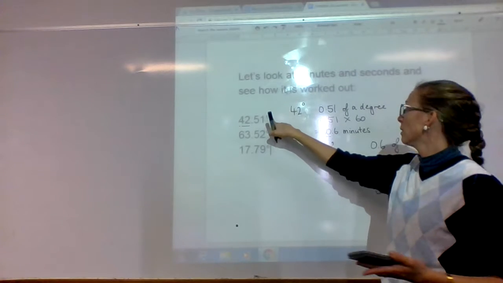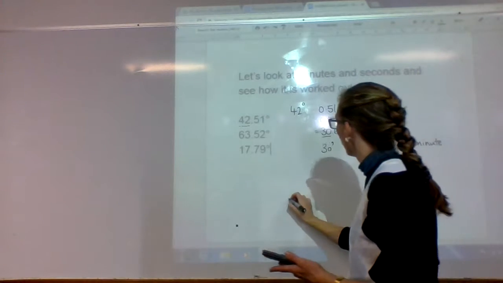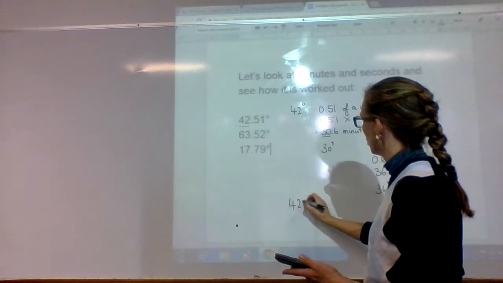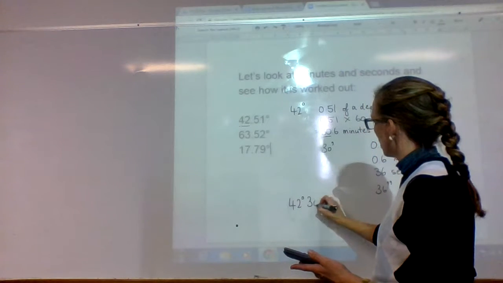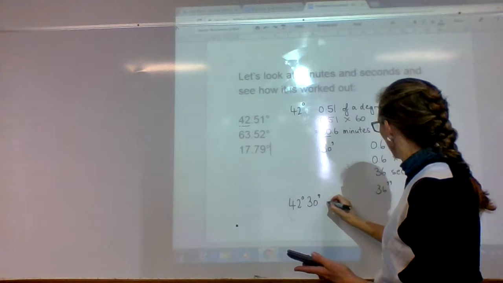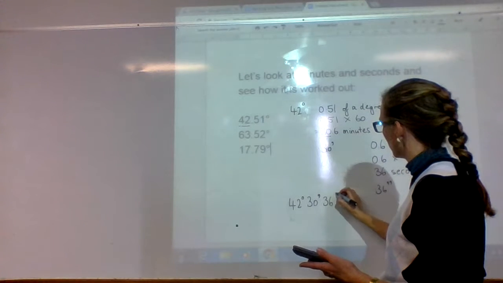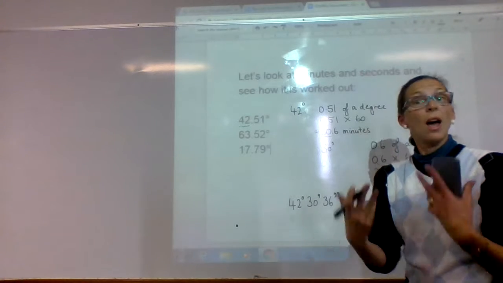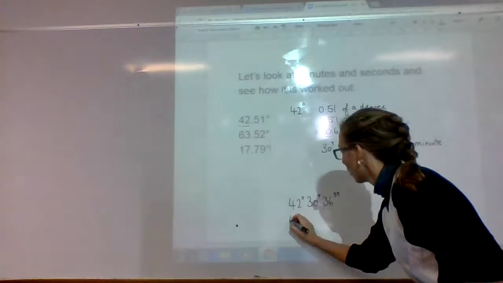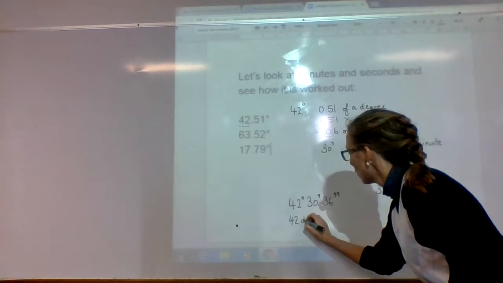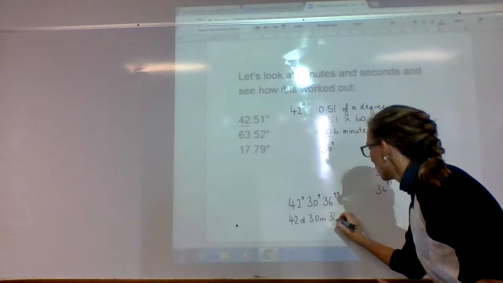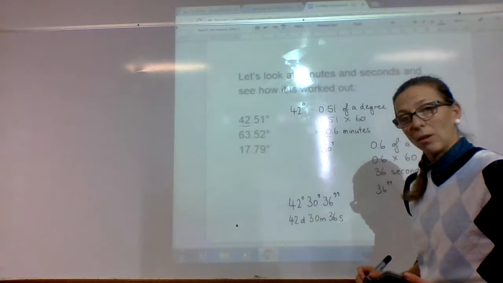So altogether, 42.51 degrees could be rewritten as 42 degrees, 30 minutes, and 36 seconds. Occasionally people write it like this: 42 D for degrees, 30 M for minutes, 36 S for seconds.